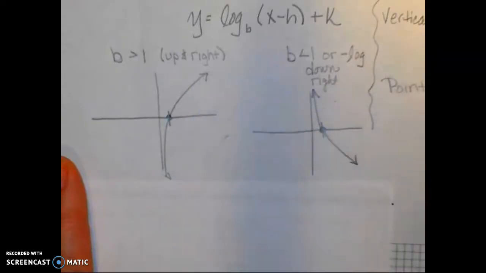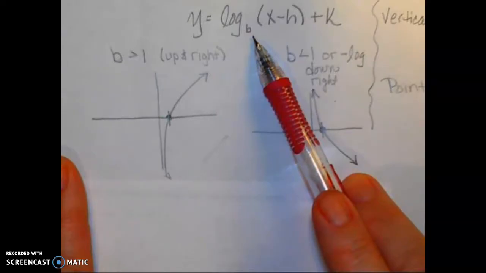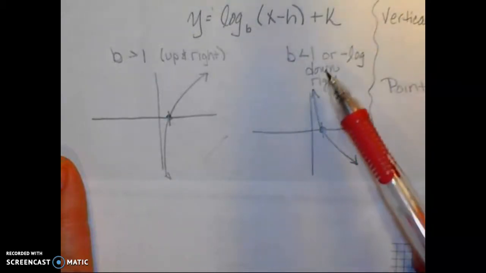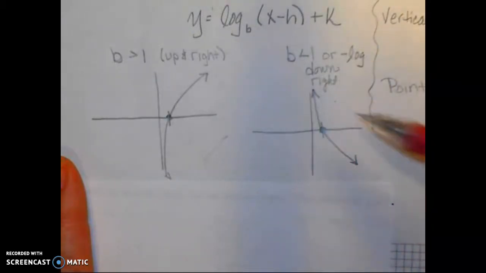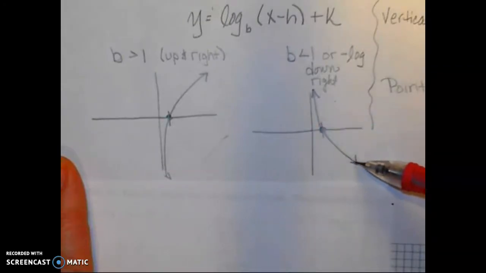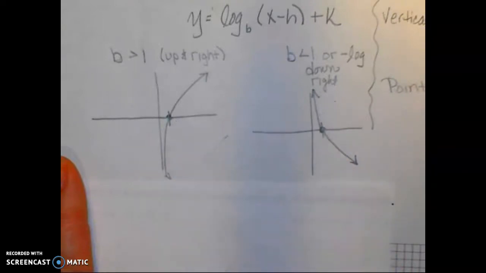the graph is going to run along the asymptote, hit this point, and then curve to the right. If this b is a fraction or less than 1, or I have a negative in front of the log, either one, it's going to run along the asymptote, hit the point, and then curve. For your parent graph, this point is (1, 0).